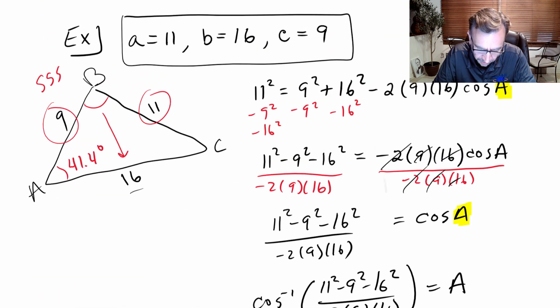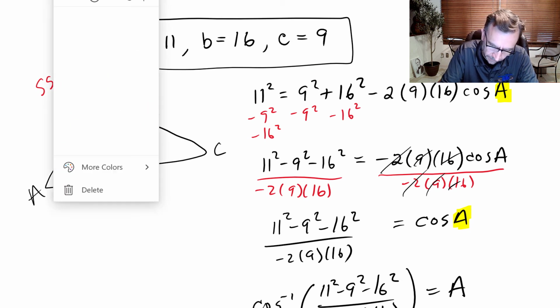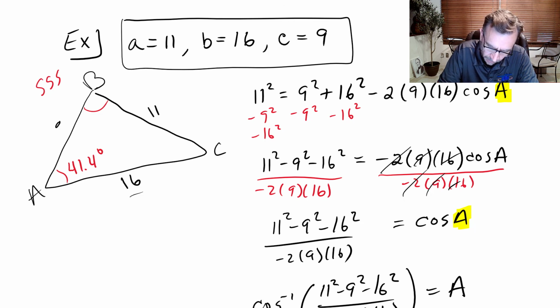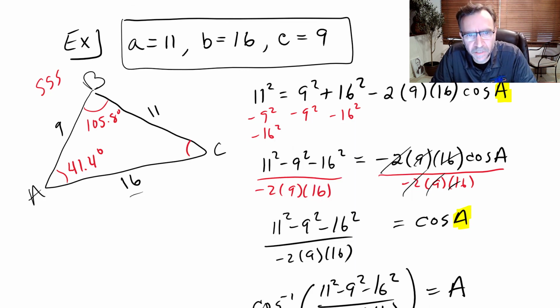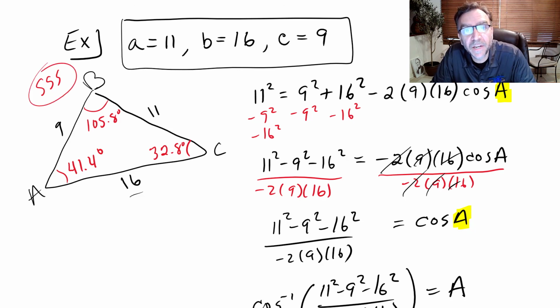So let's go back to our picture and let's put that in. So this was a 9. And then I got 105.8, so that goes here, 105.8 degrees. And then to find C, you don't have to run the law of cosines again. You can just use geometry. All those angles have to add up to 180. So 180 minus 41.4 minus 105.8, right? That's 32.8 degrees. That's just using regular geometry. So there we have it. Given all the sides, right? Given side, side, side, we were able to find all the angles using the law of cosines. Awesome.